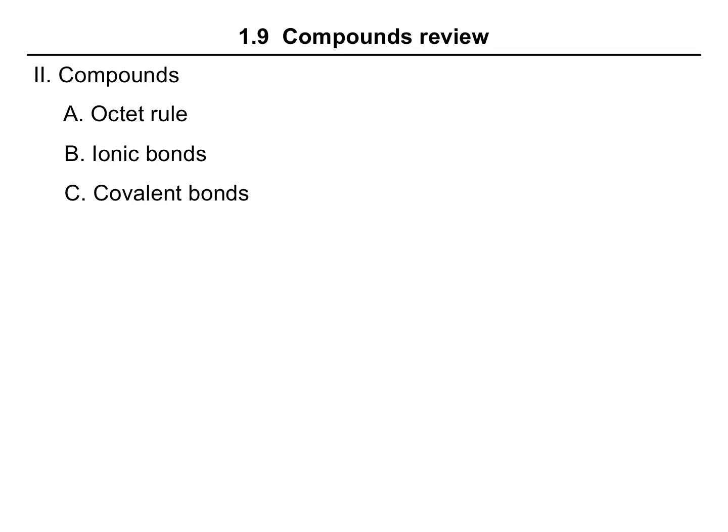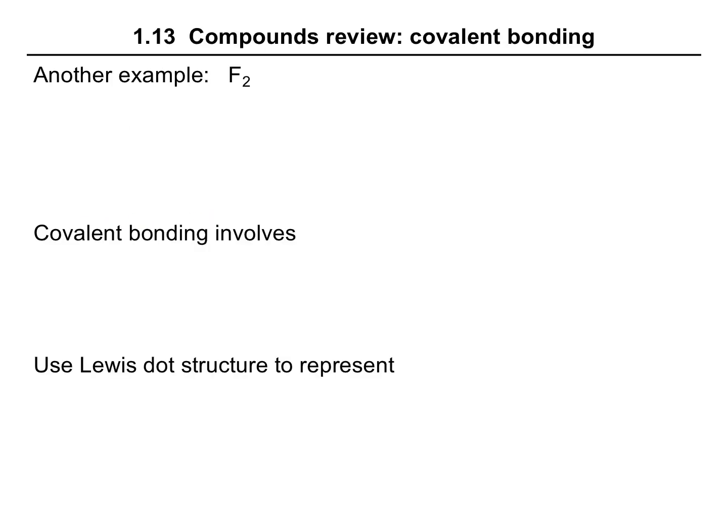In our last video, we reviewed some basic information about compounds. We talked about the octet rule and looked at some examples of ionic bonds. And in this video, we're going to take a look at covalent bonds. In our previous video, we looked at examples such as sodium fluoride and magnesium chloride.